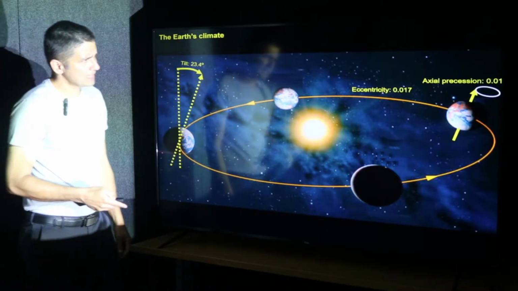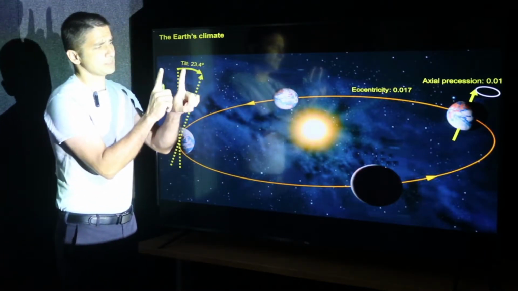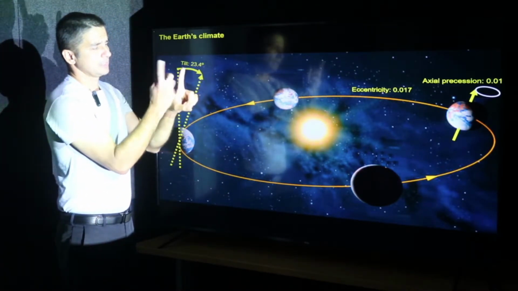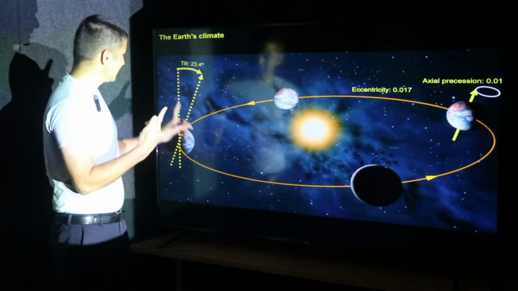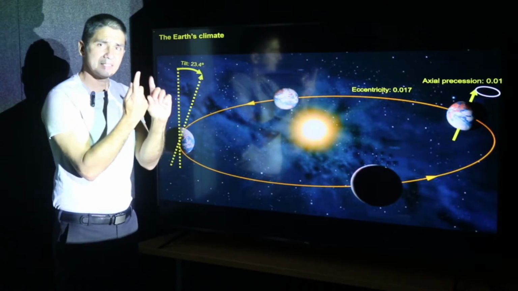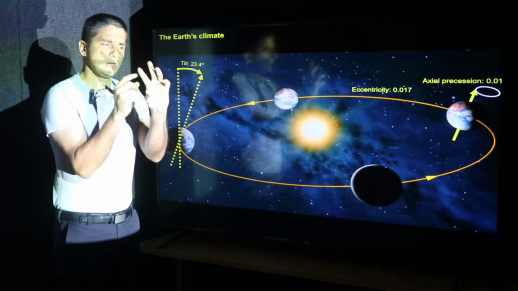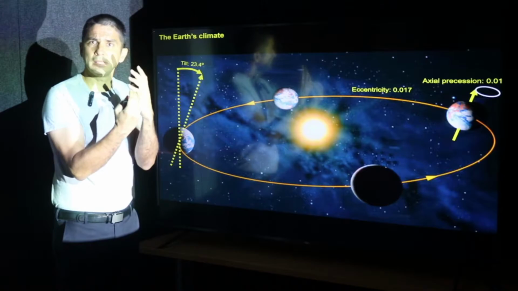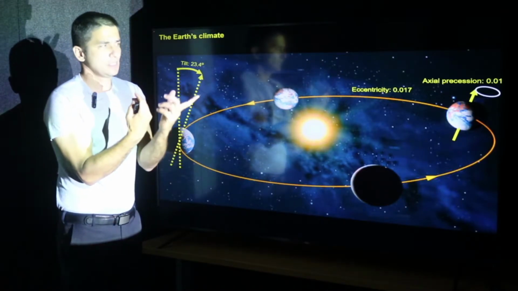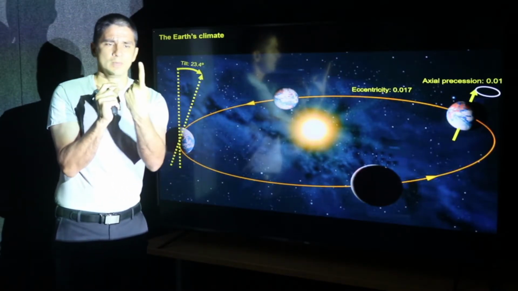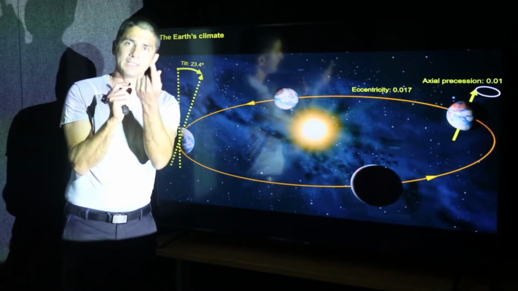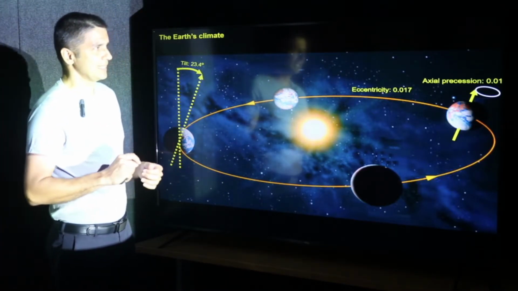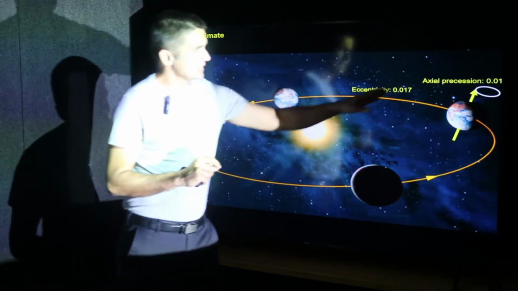The other one is what is called axial precession. You guys know that we rotate on this axis here, and that rotation allows us to be in position to the sun every 24 hours on average. That's what creates day and night, and you appreciate the changes in temperature that you get from that. It turns out that this movement of ours has a wobbling to it, and that wobbling is what is called axial precession.